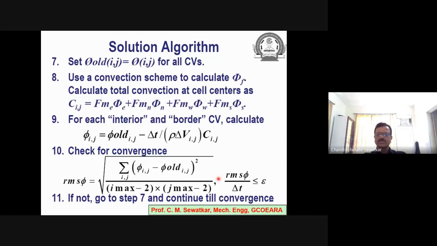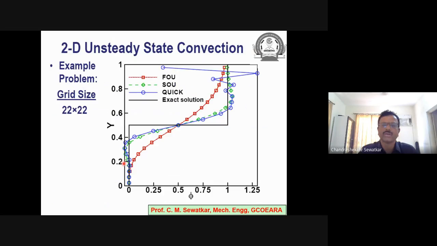Then I can check for convergence using the RMS value of phi. If this RMS value is less than epsilon, then my solution is converged, else I need to go back to step number 7 and continue the iterations to obtain convergence. Once convergence is obtained, you can print the x and y coordinates and the value of phi, and then that value of phi can be plotted.